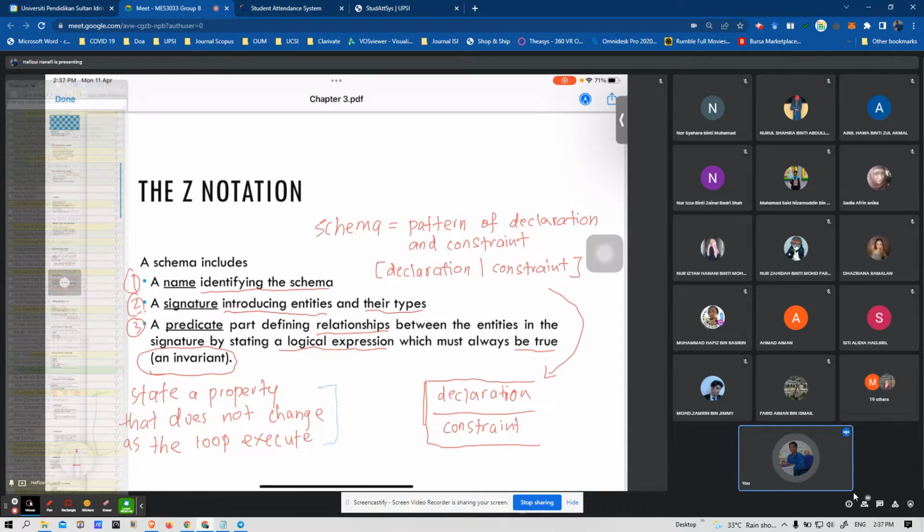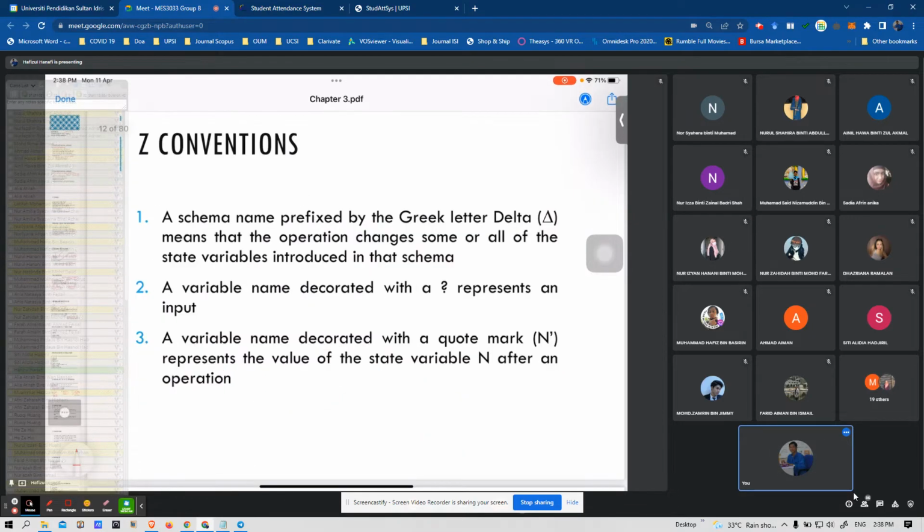State: we can declare as a state a property that does not change as the loop executes. This one is an invariant. Okay, and then a schema name prefixed by the Greek letter delta, this one I have explained.